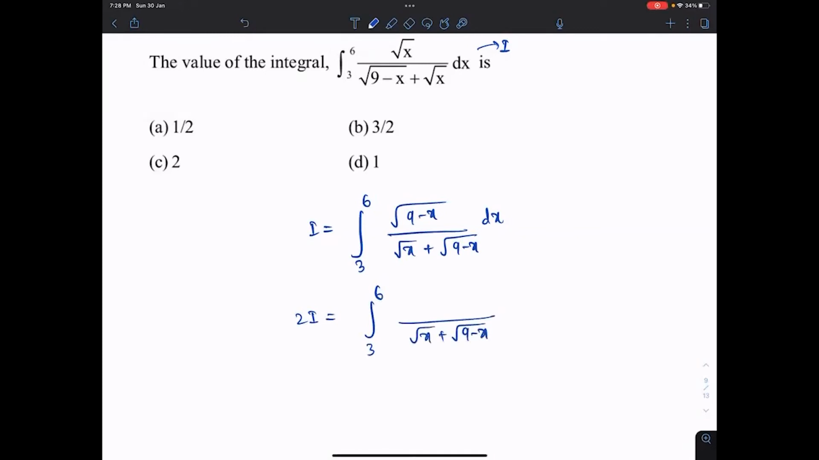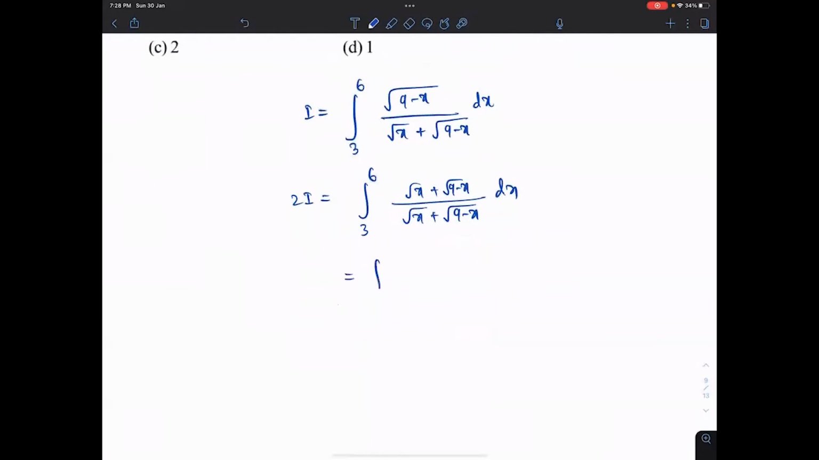What happens if you add the numerator? Root x plus root 9 minus x dx. Now which will be 1. So the integral from 3 to 6 of dx. So the answer will be 6 minus 3, which is 3. So your I will be 3 by 2.